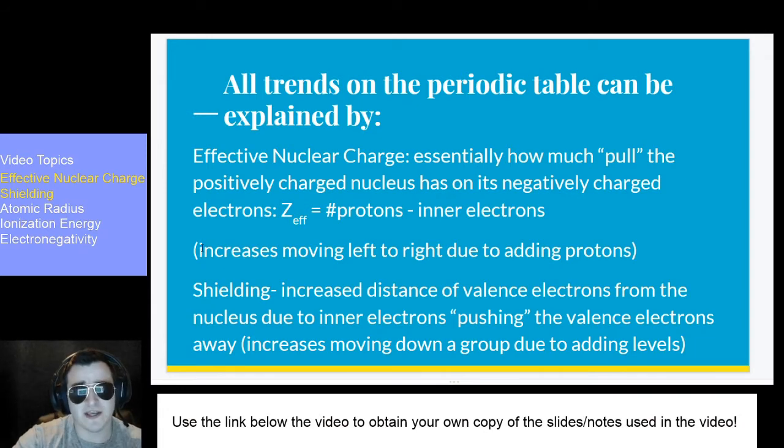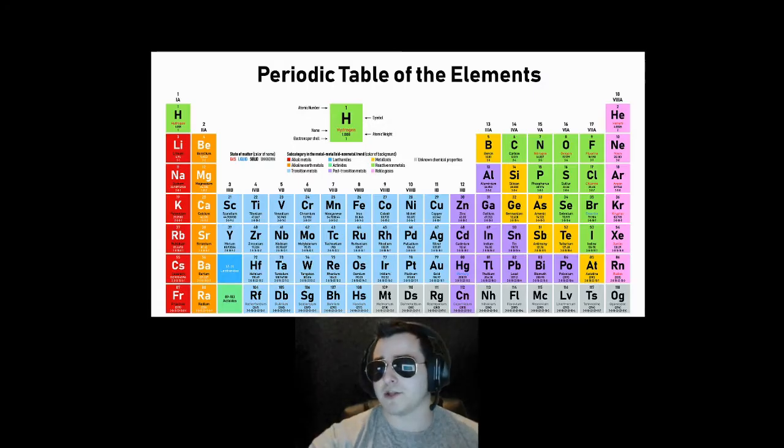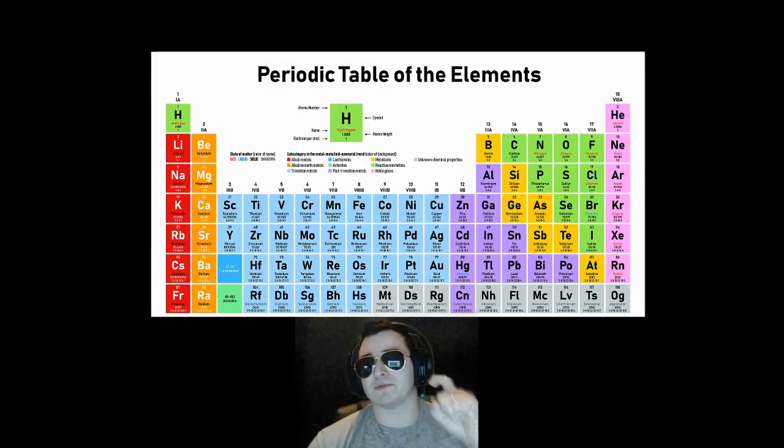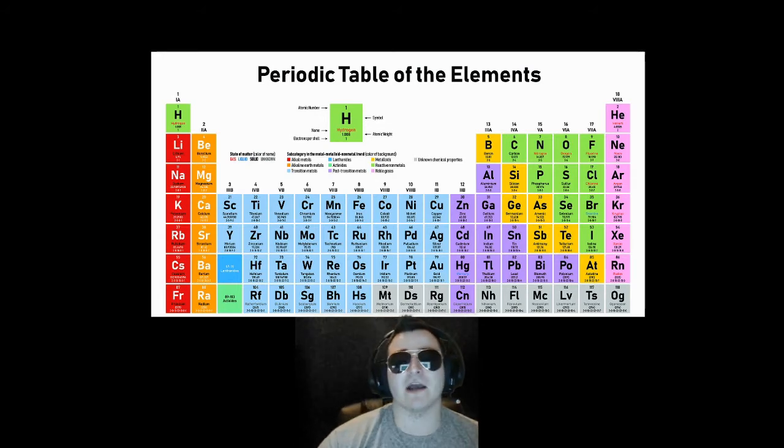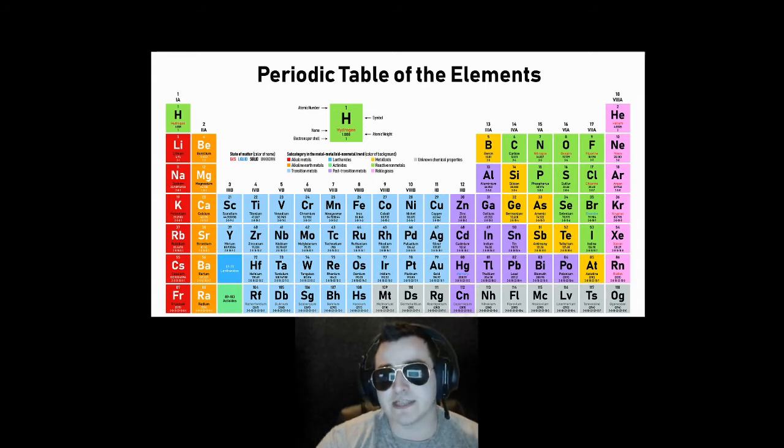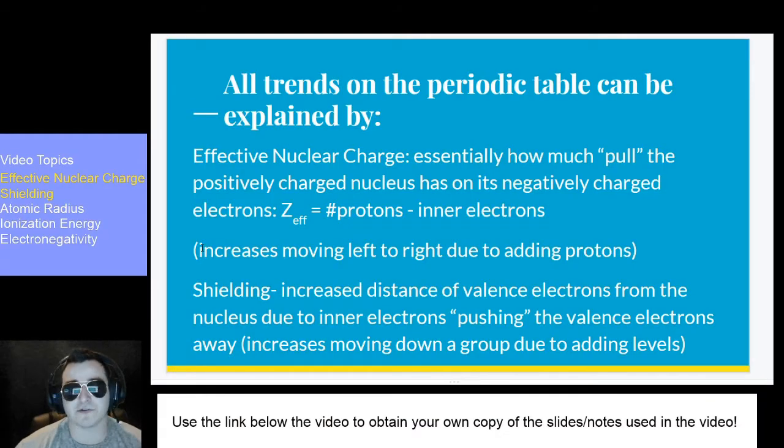In shielding, every time we go down a row on the periodic table, say from sodium to potassium, we are actually adding another ring of electrons there, therefore increasing the distance between the nucleus and its valence electrons, the outermost electrons of this atom. And when we do that, we are increasing a factor that is known as shielding, the distance between the nucleus and its outermost electron. We'll get a little bit more of a visualization with that here in a little bit.